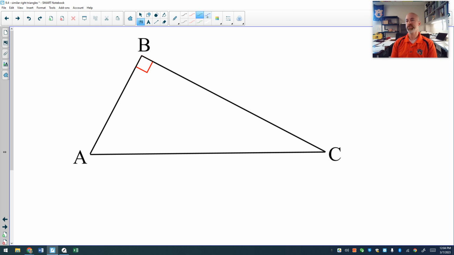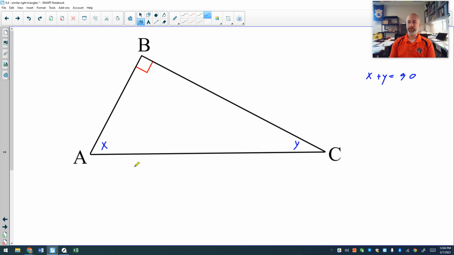So I'm going to do this generically, and I'm going to say A is just some measure X. And if I'm going to call A X, how about I just call C Y? And I know that X plus Y is going to have to be 90 degrees, because they account for the remaining 90 degrees of this triangle. 90 degrees is here, so to get to 180, these two have to add up to 90. So I'm going to start with that. I'm going to label A and C as X and Y.